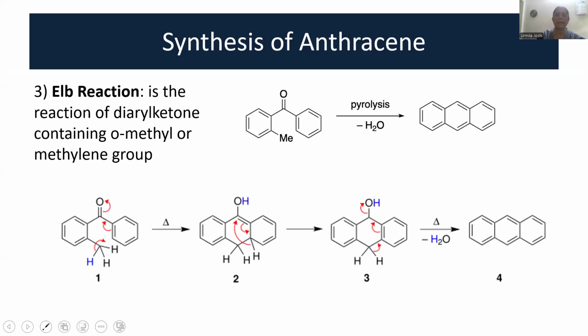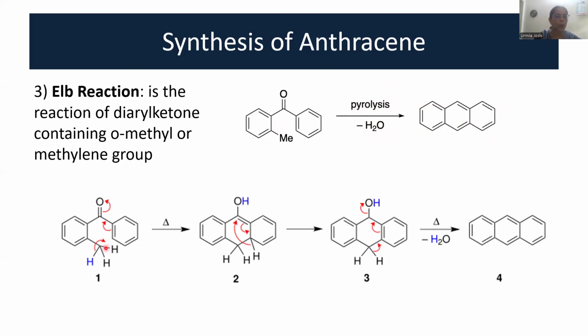Now, the next one is the Elbs reaction. This reaction is of a diaryl ketone containing an ortho methyl or methylene group. Look at this. This is ortho-methyl benzophenone. When this is heated, pyrolysis meaning strong heating. So when this is heated very strongly, a water molecule is lost and this gets converted to anthracene.